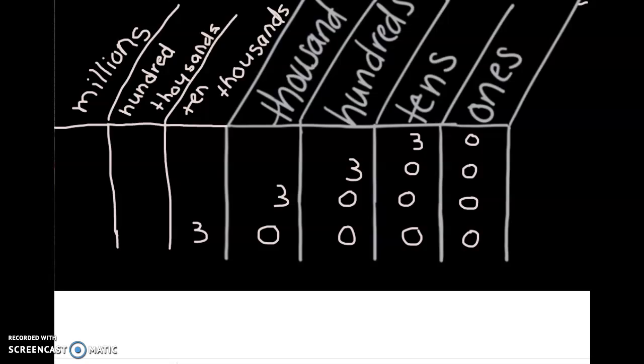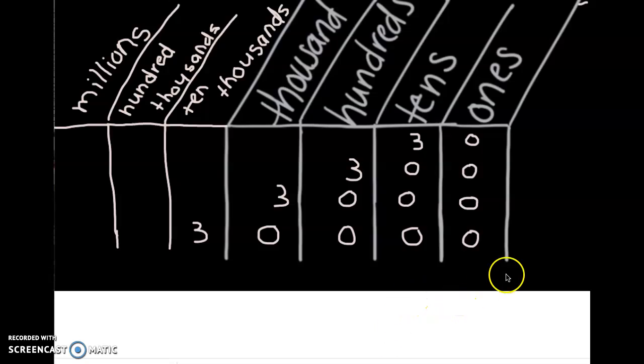This one says, which expression has the same value as the value of the 3 in this number? 7,259,384. So again, we break it down. We know that that 3 in the hundreds place has a value of 300. So which of those expressions will give us 300?